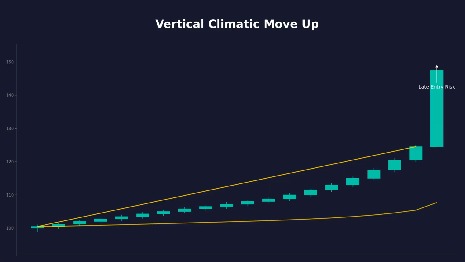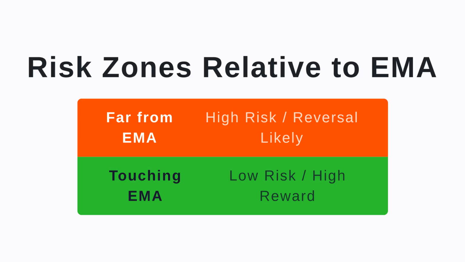Al Brooks also warns against buying the close when far from the EMA. If a large green candle closes far above the EMA, amateur traders buy the close. Professionals wait, knowing the rubber band is stretched too tight. This is called a climactic exhaustion. When price is farthest from the EMA, the risk is highest. You want to enter trades when price is close to the EMA, low risk, not when it is far away, high risk.